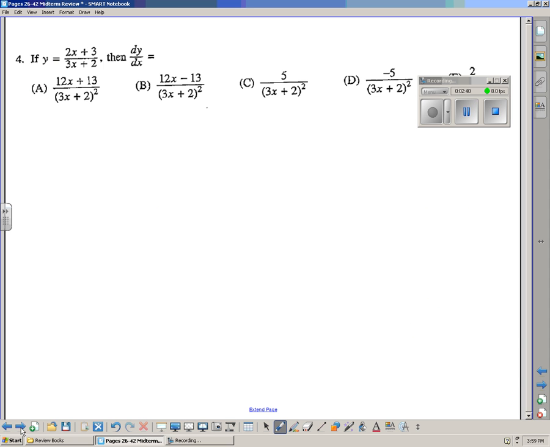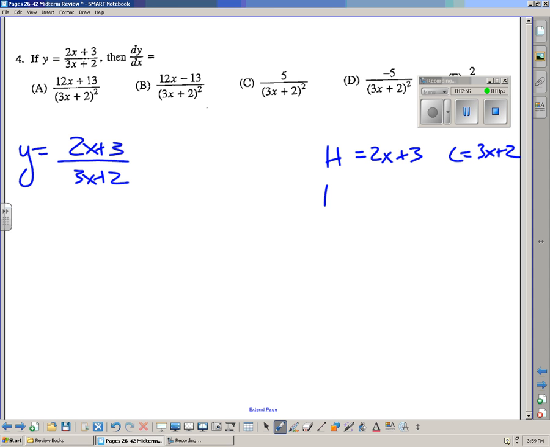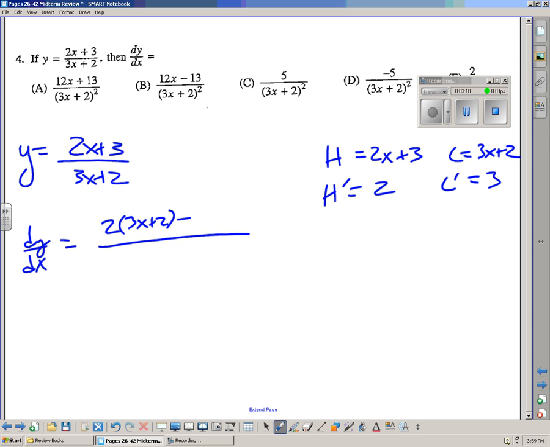All right, number 4. If y equals that function, then dy/dx equals. So we would like the derivative of a quotient, which requires the quotient rule. So we'll identify the high and the low. High prime is 2, low prime is 3. And so dy/dx is low d high, which is 2 times (3x plus 2), minus high d low, which is 3 times (2x plus 3), over low squared, which is (3x plus 2) squared.